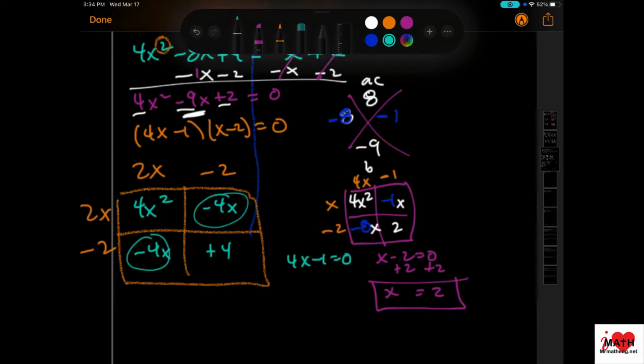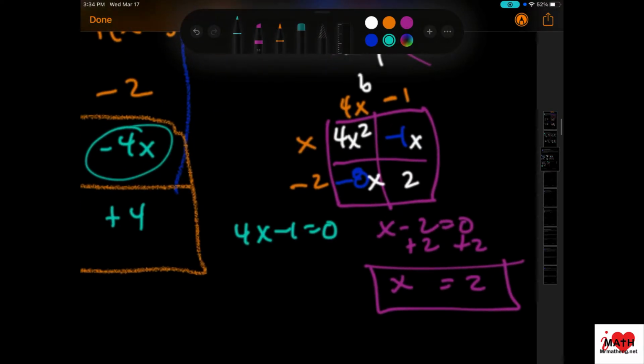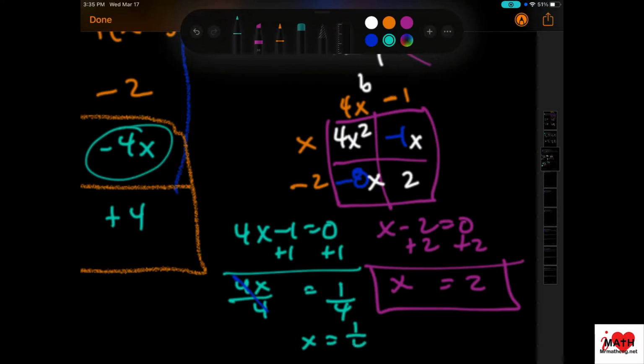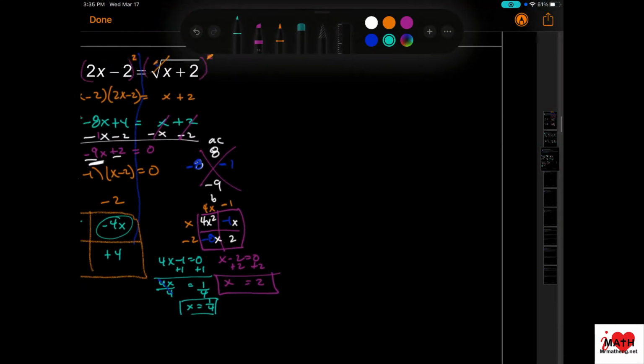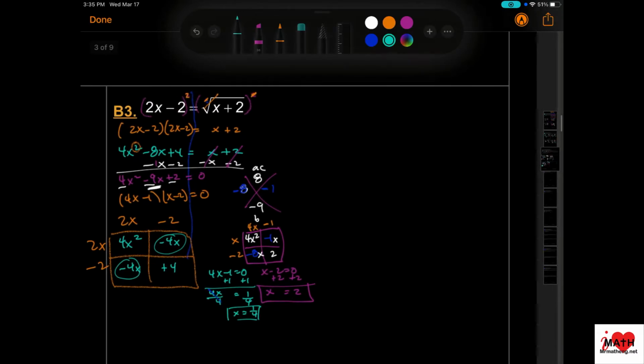And this one over here in light blue, remember PEMDAS going backwards, so add 1 to both sides instead of dividing by 4. We get x equals 1/4. Okay, so these are my two possible solutions. Let's go ahead and test these out.